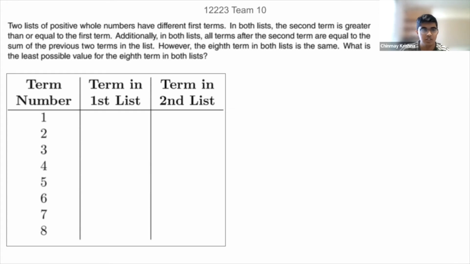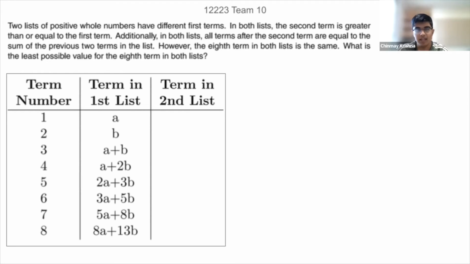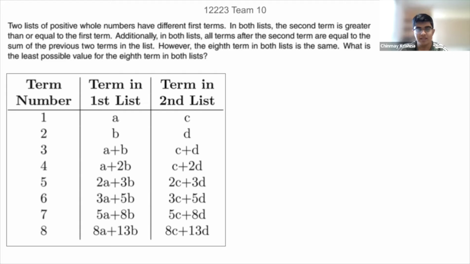So let's say the first list starts with A and B. Then the third term is the sum of the previous two terms, which is A plus B. And if we continue, we can go all the way until the eighth term, which would be 8A plus 13B. So that's the eighth term in the first list. And in the second list, let's call the first two terms C and D. If we do the same thing, we end up with the eighth term being 8C plus 13D.